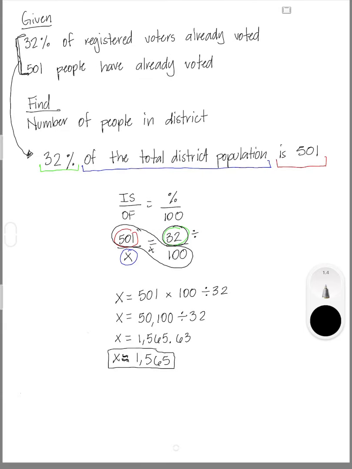And go ahead and write my final statement. So the total population in the district is of 1,565 people.